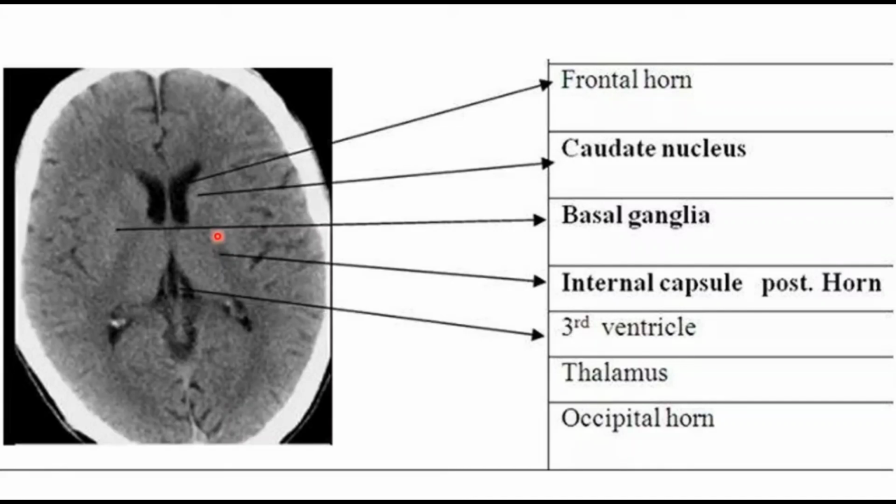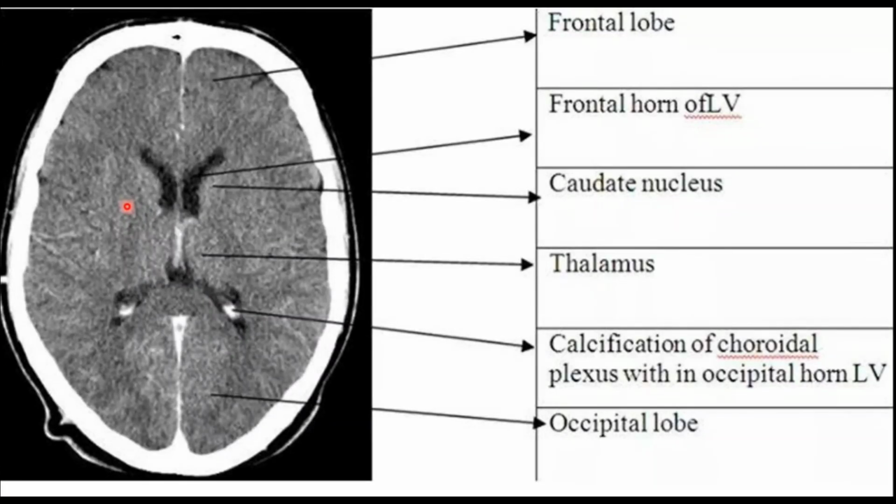Internal capsule, that's anterior horn and posterior horn, and its central structure is also visible on this image. In this image, the frontal lobe is visible, frontal horn of the lateral ventricle can be seen, the caudate nucleus is visible, and here thalamus in the view can also be seen. The calcification of the choroid plexus within occipital horn of the lateral ventricle can also be seen. Occipital lobe is seen, falx can be seen.